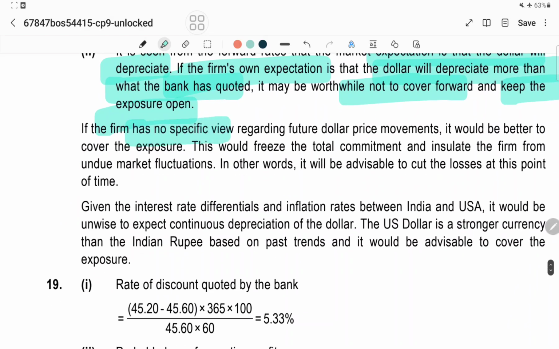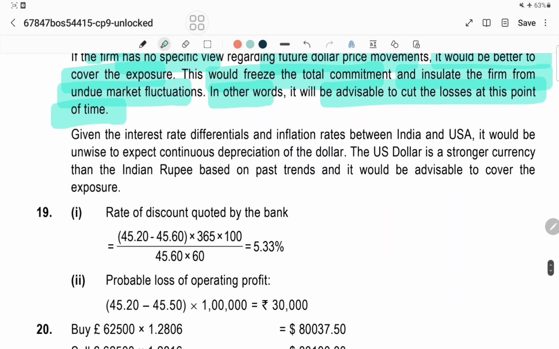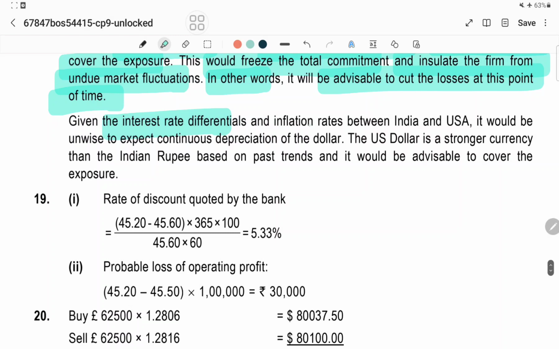Now if the firm has no specific view regarding future dollar price movements, it would be better to cover the exposure. This would freeze the total commitment and insulate the firm from undue market fluctuations. In other words, it is advisable to cut the losses at this point of time. Given the interest rate differentials and inflation rates between India and US, it would be unwise to expect continuous depreciation of the dollar. Yes, the US dollar is a stronger currency than the Indian rupee based on past trends, and it would be advisable to cover the exposure, that is, to hedge the exposure using forwards, futures or options. In this particular case, it's forward, right?